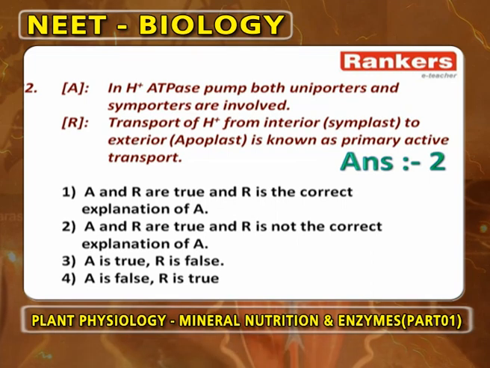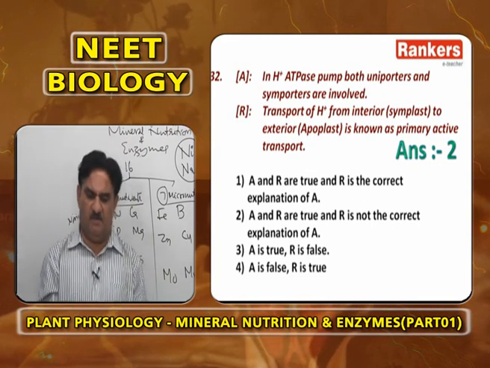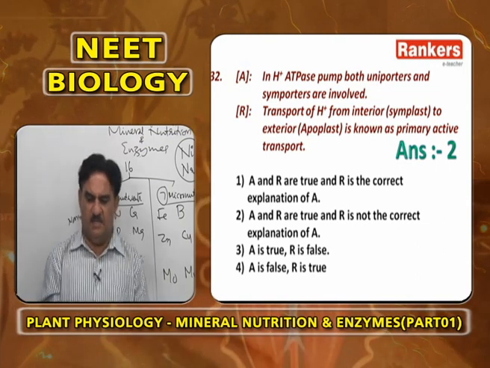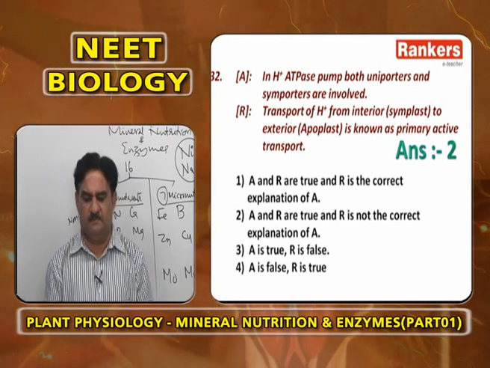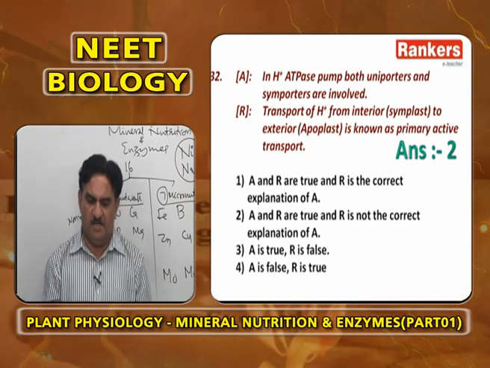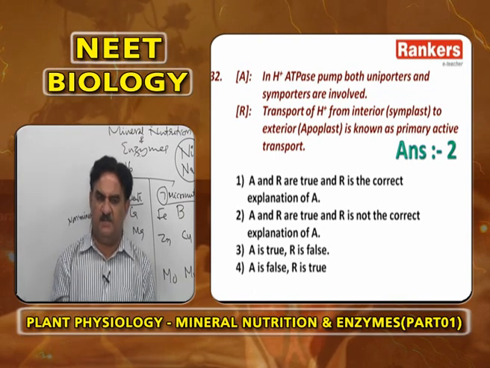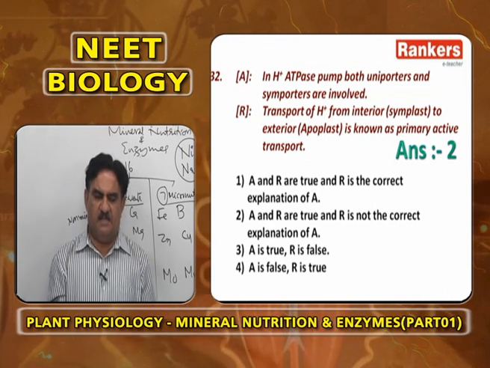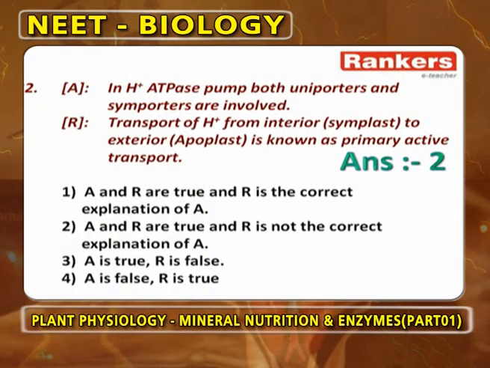In H plus ATPase pump, both uniporters and symporters are involved. Transport of H plus ions from symplast to apoplast is known as primary active transport. In H plus ATPase pump, both uniporters and symporters are involved is correct. Transport of H plus from interior symplast to exterior apoplast is known as primary active transport is correct. But the reason is not the correct explanation of A. So, answer will be A and R are correct, R is not the correct explanation of A. That is the second option.